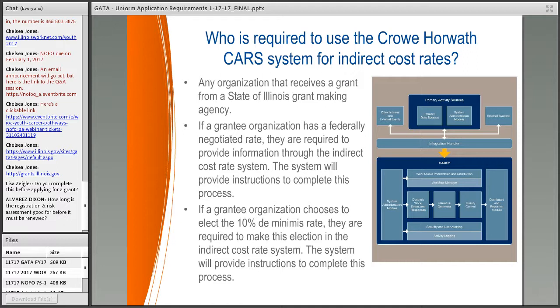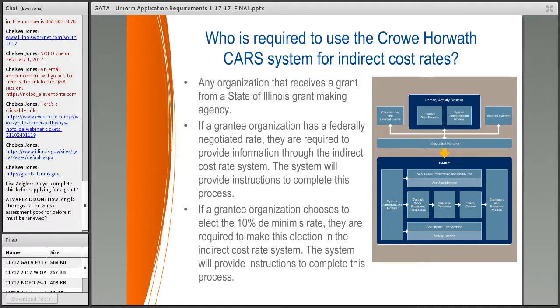And one of the things you'll be required to do is to upload your current negotiated indirect cost rate agreement to the CARS system for review and approval by Crowe Horwath. If a grantee organization chooses to elect a 10% de minimis rate, they are required to make this election in the indirect cost rate system. The system will provide instructions to complete this process.